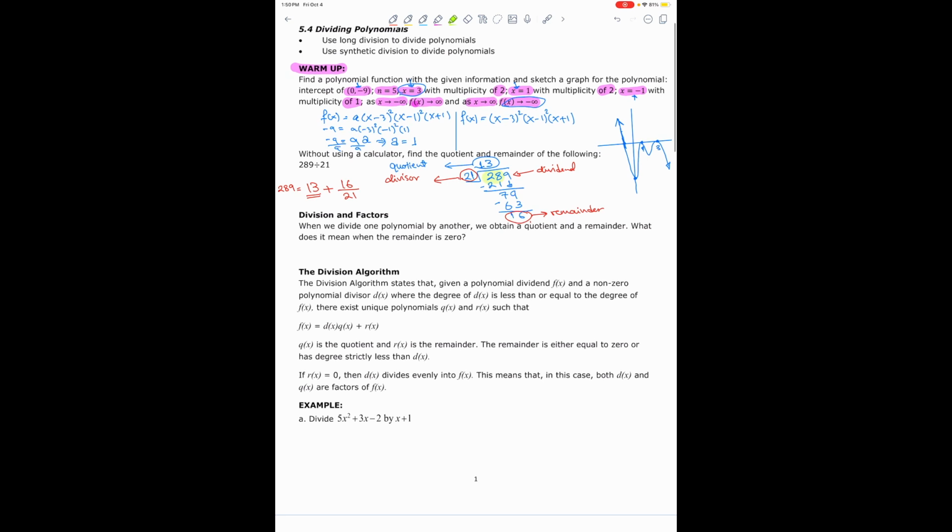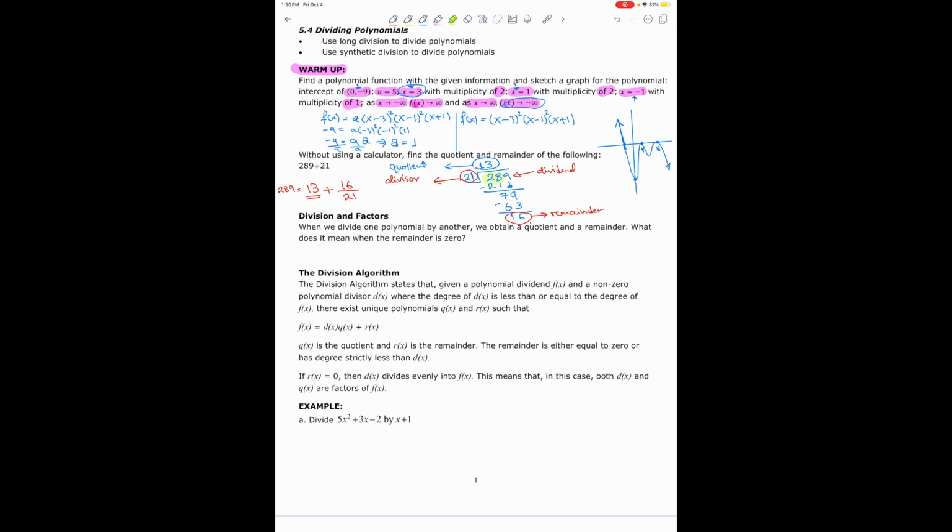Division and factors. When we divide one polynomial by another, we obtain a quotient and a remainder. What does it mean when the remainder is 0? So when the remainder is 0, it means that the divisor is a factor and the quotient is a factor. So the divisor is a factor of the polynomial and the quotient is a factor of the polynomial as well. So that is basically what that means.